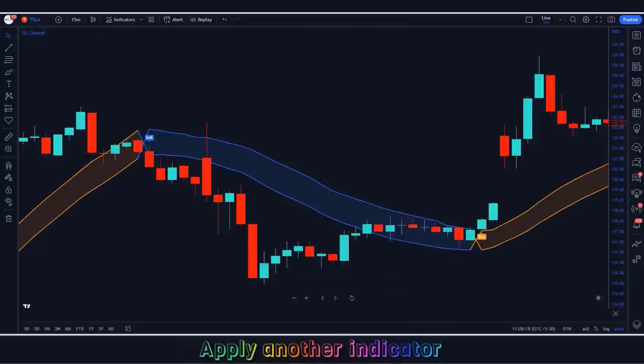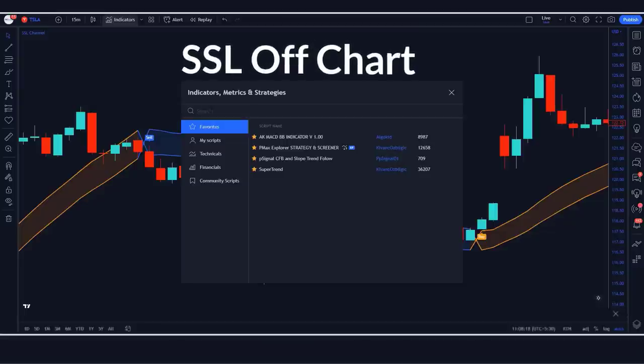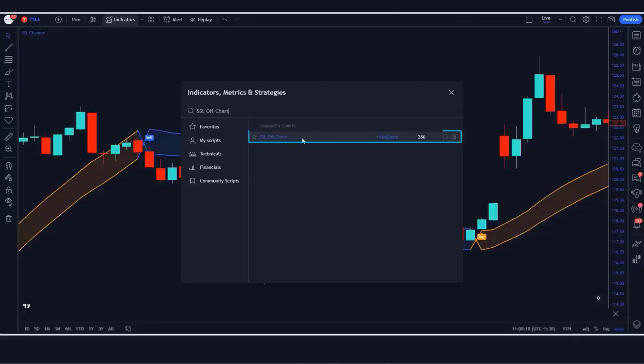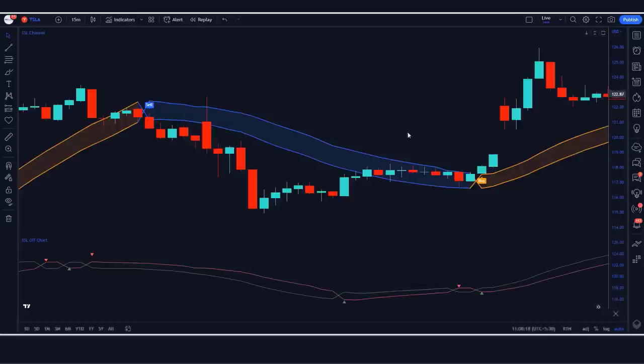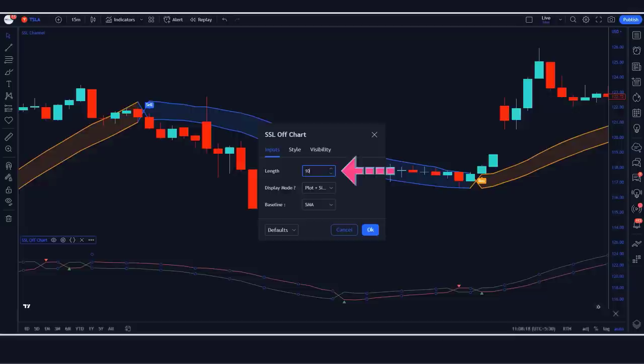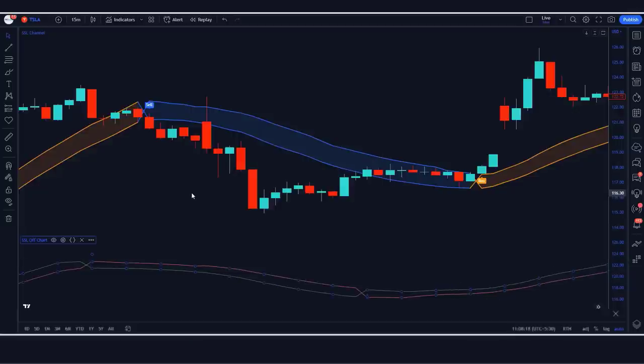After that we have to apply another indicator on the chart. We will search SSL off chart indicator in the search box of TradingView. After that we have to click on the SSL off chart by Sicko Jacko option, in which we have to change some settings. We have to change this length option from 10 to 14. Now our setup is ready.